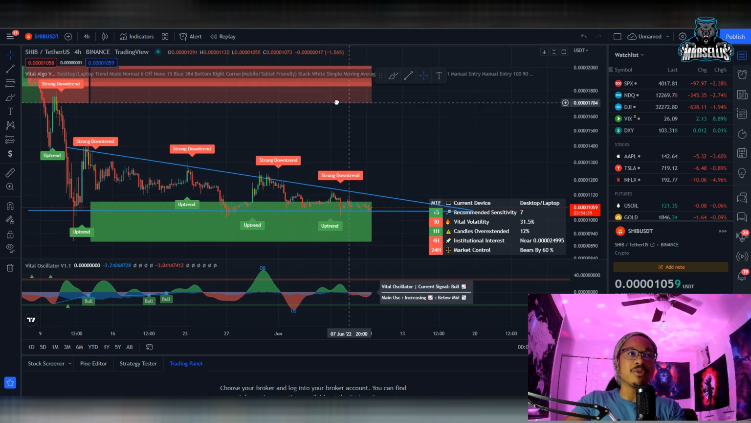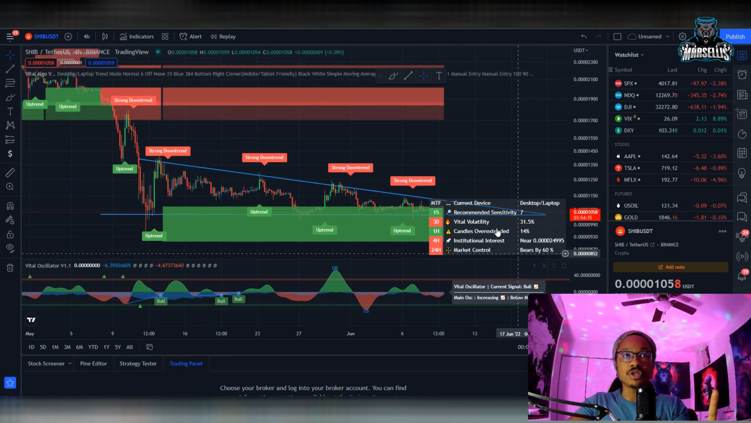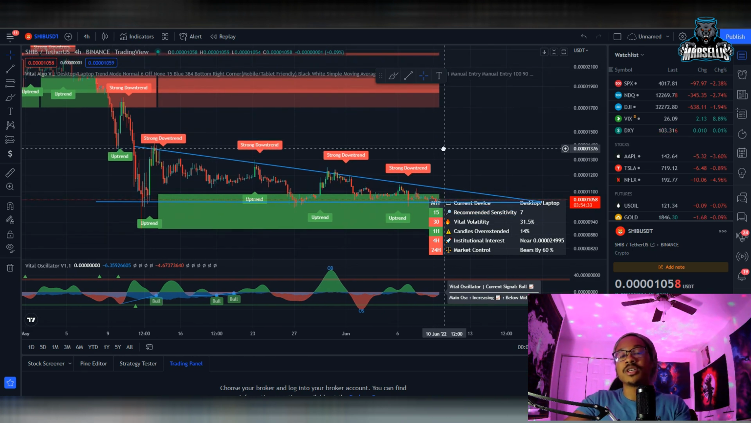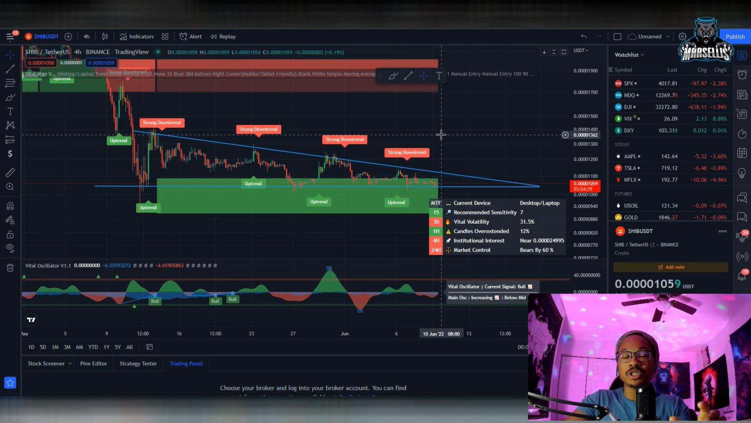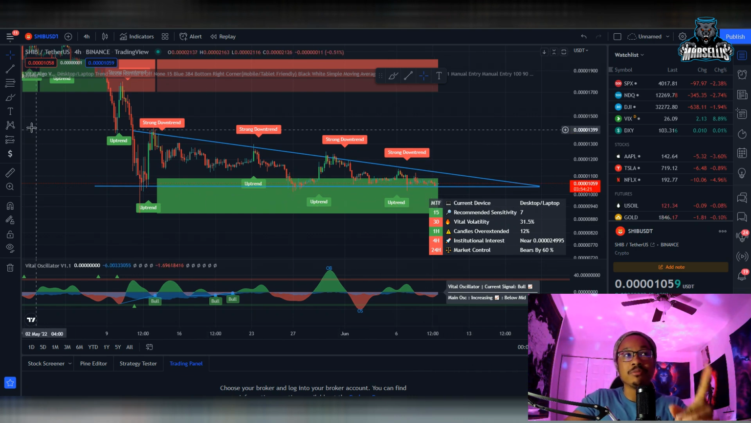Let's go straight over Shiba Inu though. As you can see, Shiba Inu is going through a descending triangle. Typically, descending triangles are usually a bearish signal. It is bullish sometimes, and this may look like one of the times that it could be bullish. Let me tell you why this could be a bullish descending triangle.